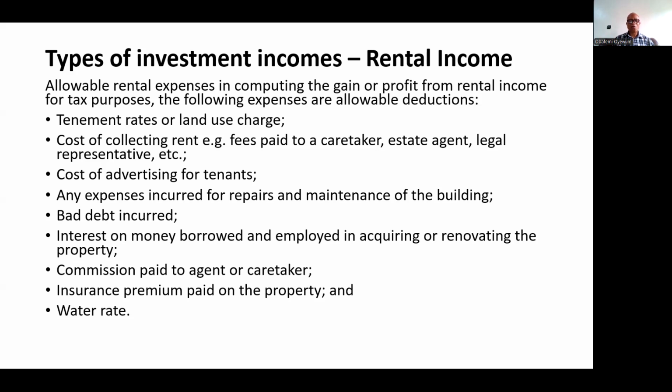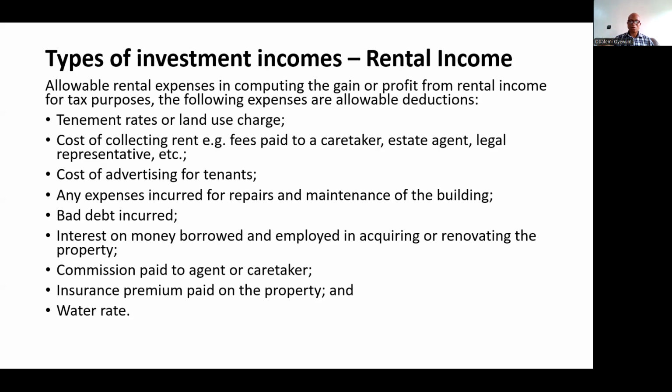Any expenses incurred for repairs and maintenance of the building, not repairs and maintenance of the personal property of the landlord. Okay, bad debt incurred, peradventure. Maybe any of the debts have become lost, and they are recoverable.